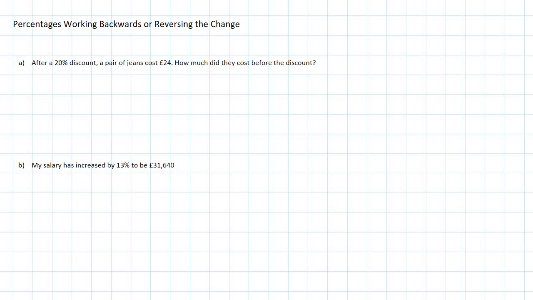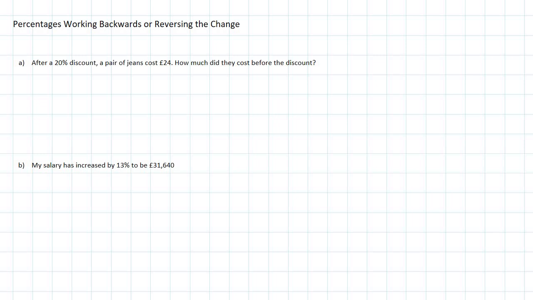So we're going to look at percentages working backwards, or reversing the change. This is another skill you're going to need for your Nat 5 maths. Okay, so let's have a look at this first question. It's saying after a 20% discount, a pair of jeans cost £24. How much did they cost before the discount?